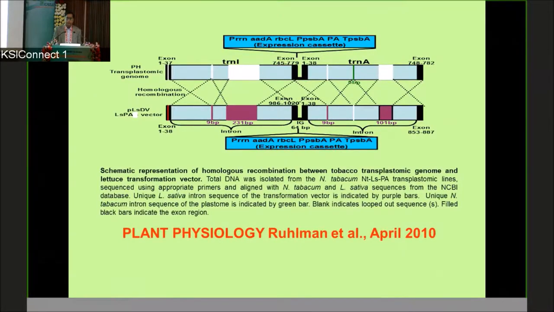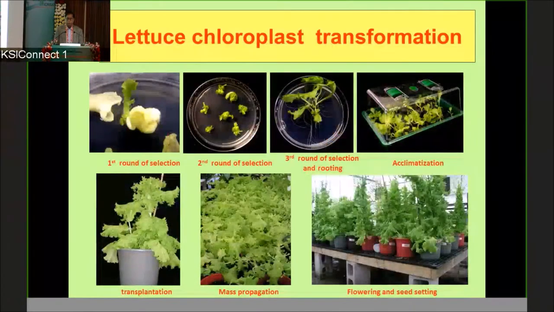If you take tobacco and insert it in lettuce or vice versa, every single nucleotide variation in the intergenic region will be modified to make it 100% homologous. So that's why you have to have species-specific vectors. If you use tobacco chloroplast promoter in lettuce, the transcription and translation is down by 90%. So many of these basic concepts were helpful in developing useful applications using this concept, in this case, lettuce.